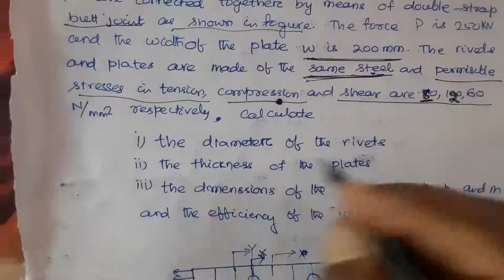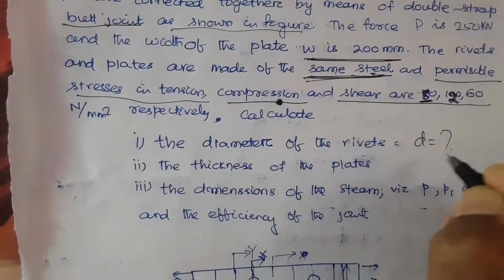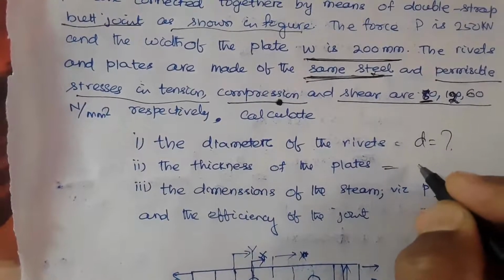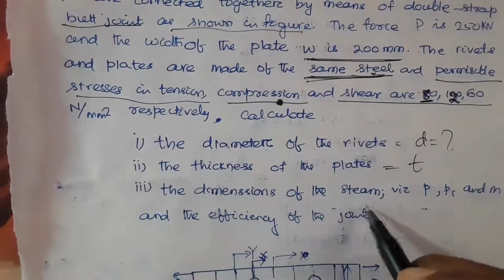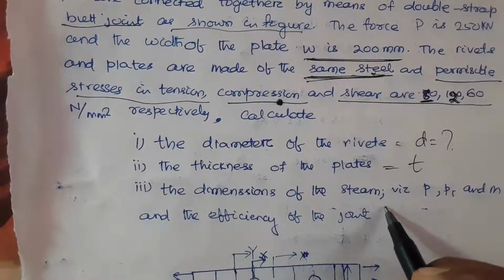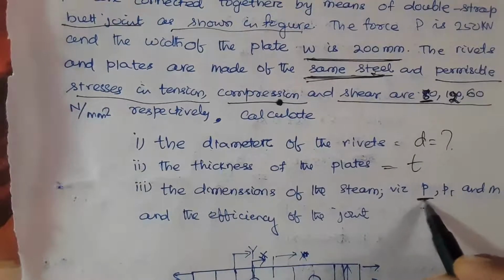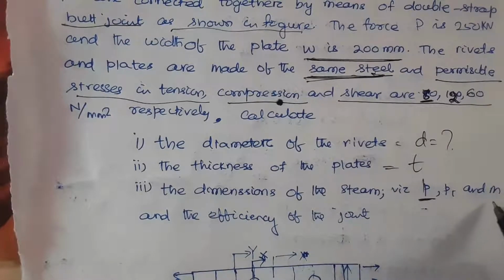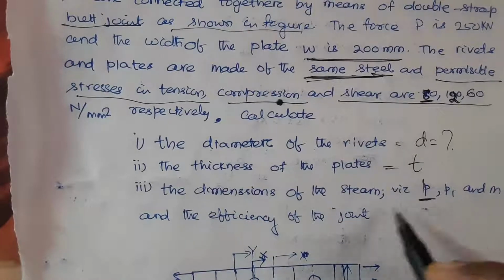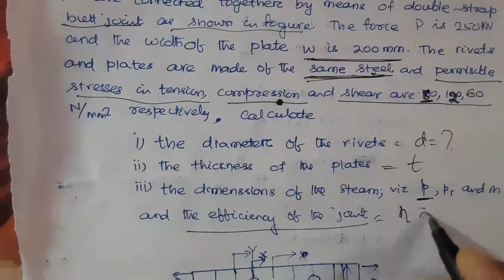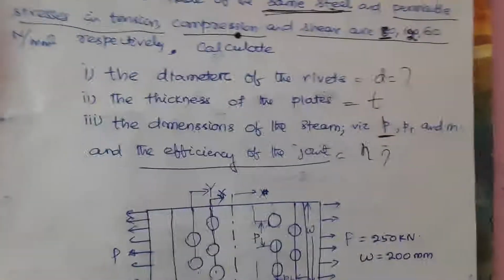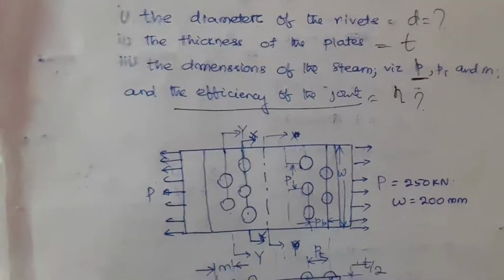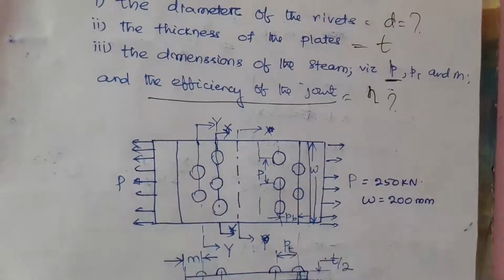The diameter of the rivet, you have to find out what is the diameter of the rivet. We have to find out the thickness of the plate, what is the thickness, and the other dimensions like the pitch of the rivet, the transverse pitch, and the joint efficiency. The efficiency of the joint we also find out. So there are several things we have to find out. So this is the joint configuration. It is already given. The joint configuration is given. So we have to see.